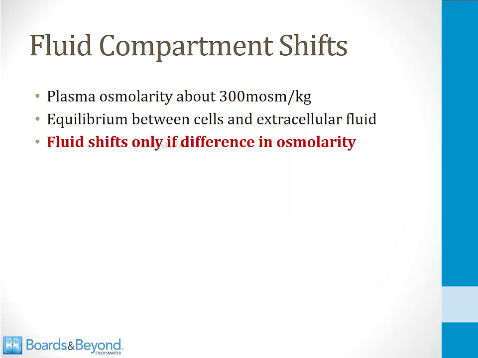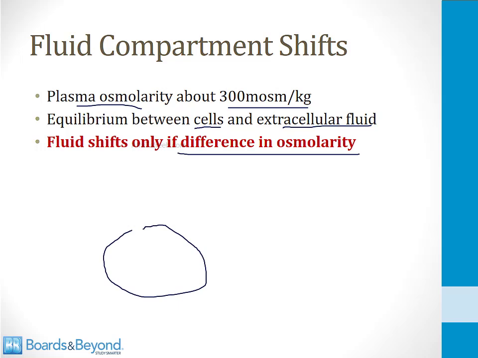Now let's talk about how fluid volume shifts between the different spaces in the body. You should be aware that plasma osmolarity is about 300 milliosms per kilogram, and there is an equilibrium established between the fluid inside of cells and the extracellular fluid. And fluid volume is only going to shift from outside of cells to inside of cells if a difference exists in osmolarity. So for example, let's imagine that we have a cell, and inside the cell the osmolarity is 300 milliosms. We can add all the volume we want of fluid at 300 milliosms to the extracellular space. None of that volume will move inside of the cell.